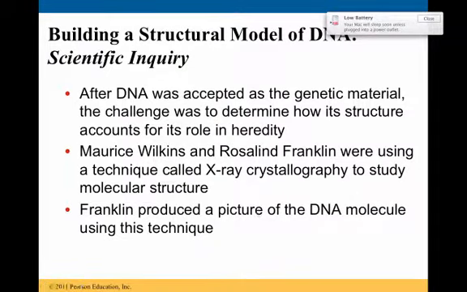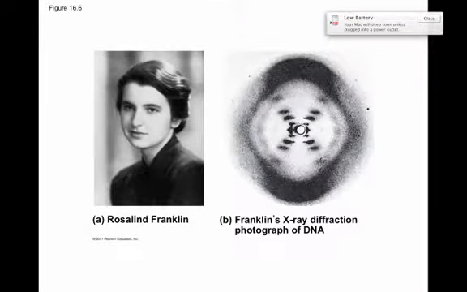Okay, so once DNA was finally accepted as genetic material, now we just had to figure out how its structure helped it carry out its role in heredity. Two scientists by the names of Maurice Wilkins and Rosalind Franklin used X-ray crystallography to look at the molecular structure. And so Franklin produced this picture, and it's now a famous picture, of a DNA molecule using this X-ray crystallography. There's Rosalind with her X-ray diffraction photograph. And so by looking at this photograph, Franklin figured out the shape of a DNA molecule.